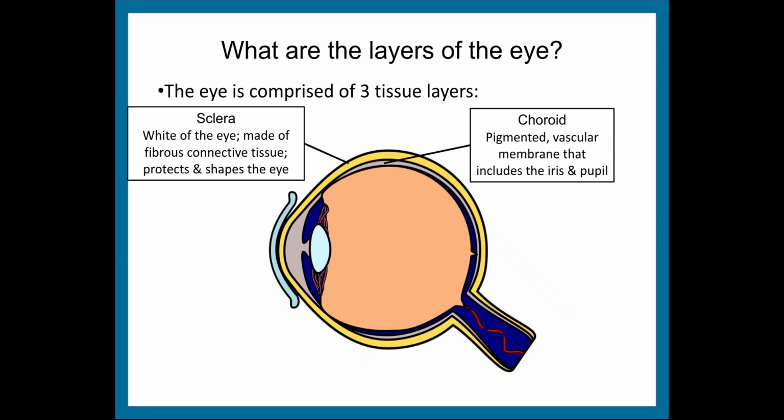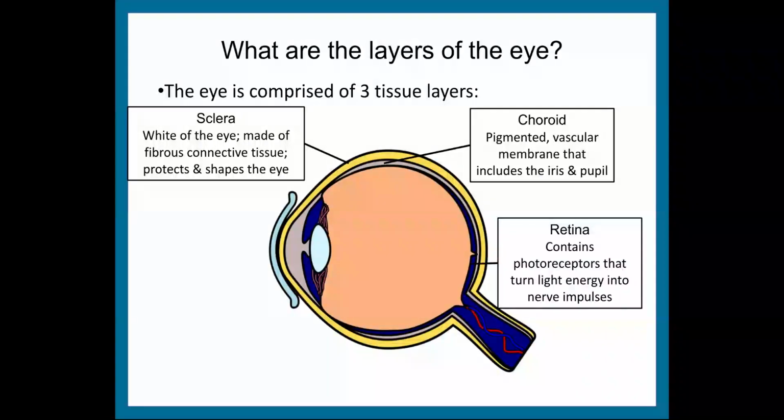Then the second tissue layer is the choroid, and this is pigmented or colored vascular membrane that includes the iris and pupil. And in just a minute, I'm going to point to the specific structures that are the iris and pupil. But for now, this membrane or this tissue layer here would include the iris and pupil.